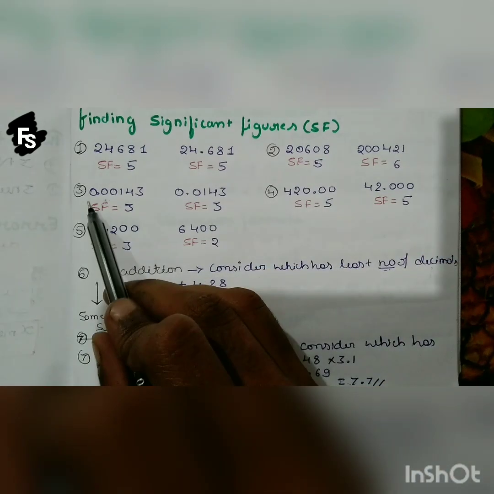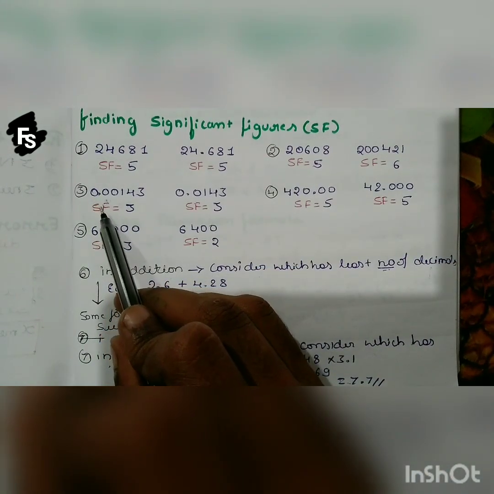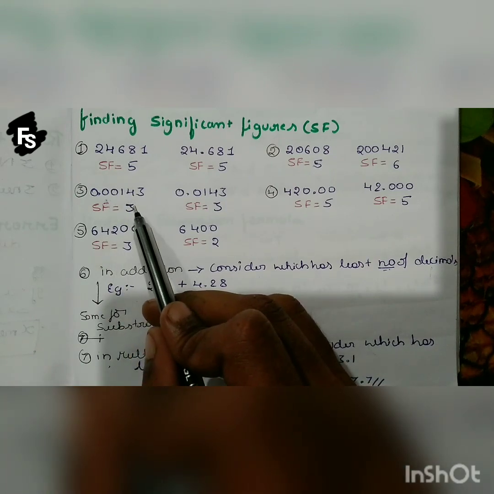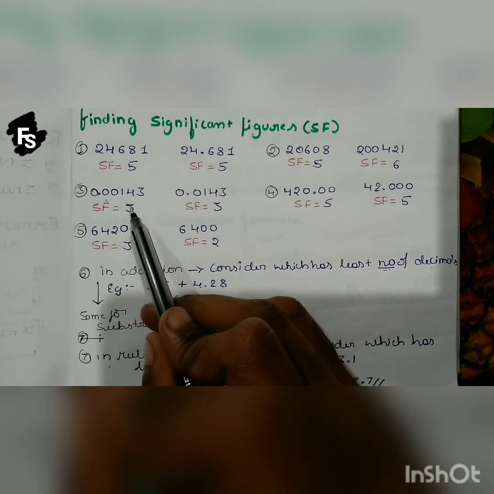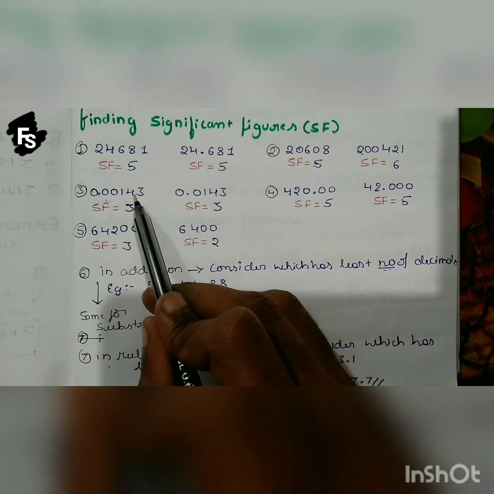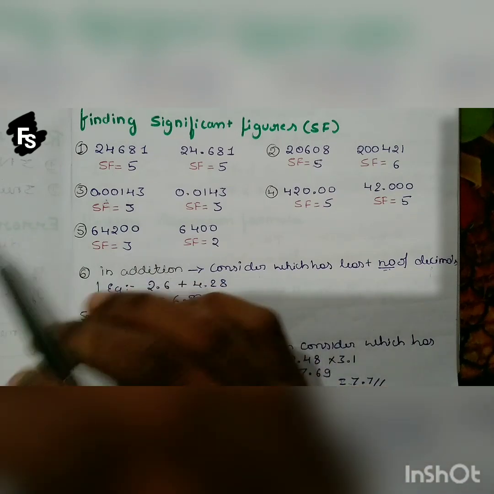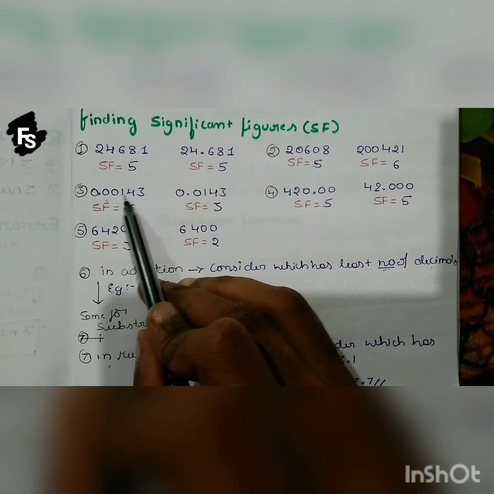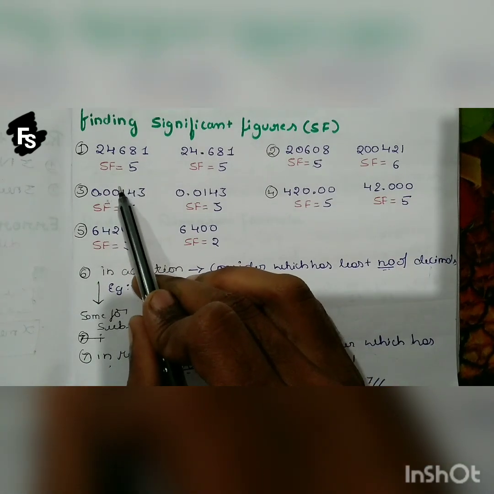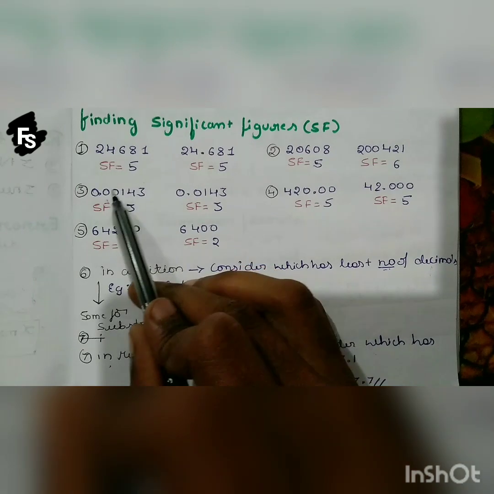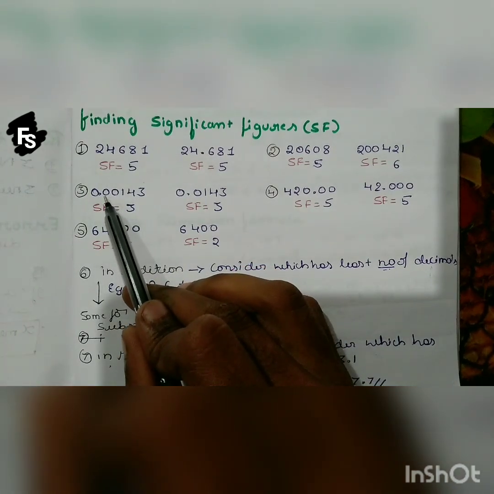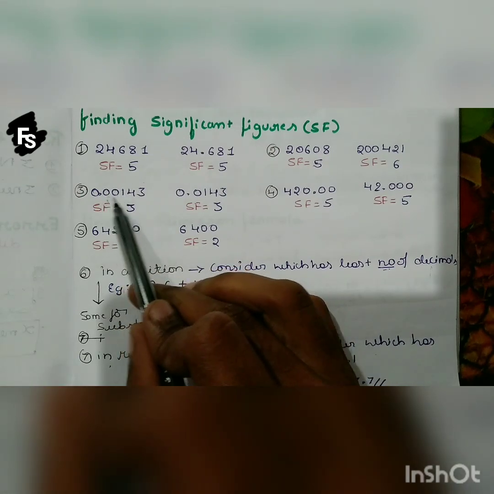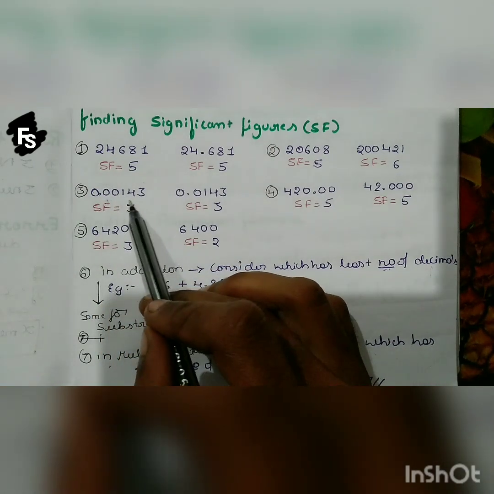Then move on to the third. Non-zero digits after the decimal point are considered significant. The zeros after the decimal point but before the non-zero digits are considered non-significant. Let's see an example. 0.00143. Here these three numbers are significant, but the zeros between the decimal point and the non-zeros are not considered significant. So there are three significant figures.